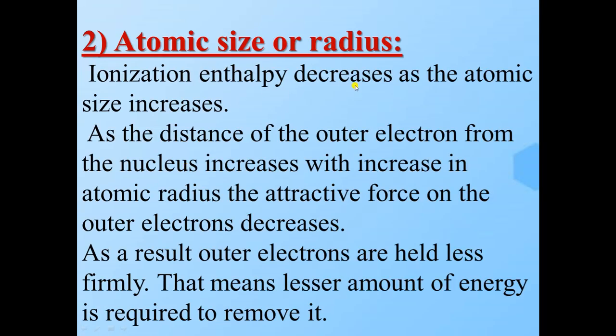So ionization enthalpy decreases as the atomic size increases. As the distance of the outer electron from the nucleus increases with increase in atomic radius, the attractive force on the outer electrons decreases. As a result, outer electrons are held less firmly. That means a lesser amount of energy is required to remove it.